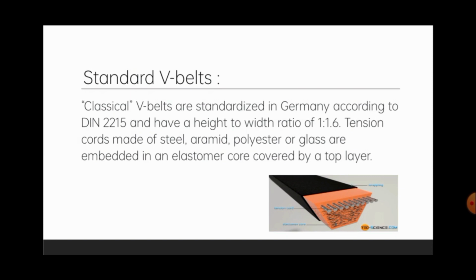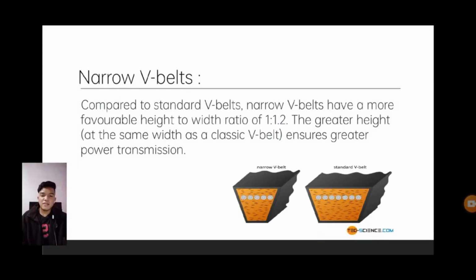Tension cords are made of steel, aramid, polyester, or glass, embedded in an elastomer core covered by a top layer. The next type of V-belts is also known as narrow V-belts. Compared to standard V-belts, narrow V-belts have a height to width ratio of 1:1.2. The greater height ensures greater power. So this is an example of a narrow V-belt and a standard V-belt.